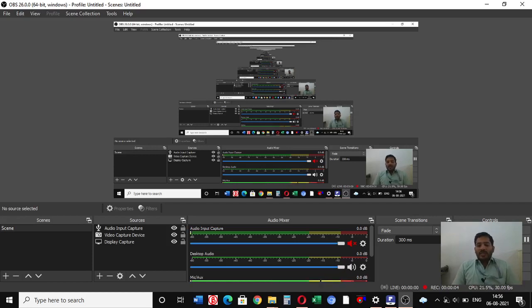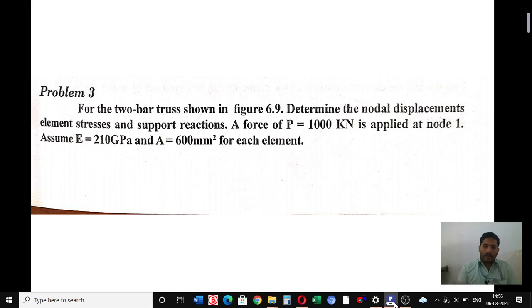So today in this session we are going to learn the third problem on the 2-bar truss element. First of all, I will read the question. 2-bar truss element as shown in the figure. In this problem, first of all we need to determine the nodal displacements.